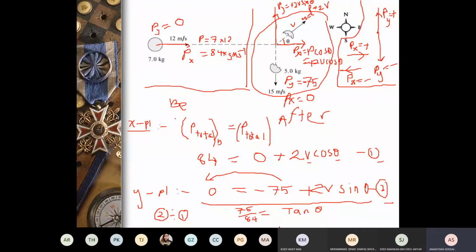We already cancelled the v for the time being. So you can find the theta. Anyone got the answer? How much is the theta? 75 over 84, shift tangent. What do you get?